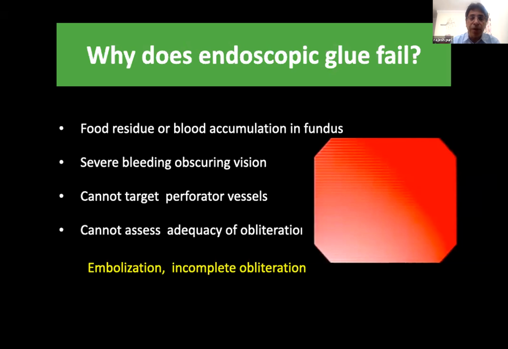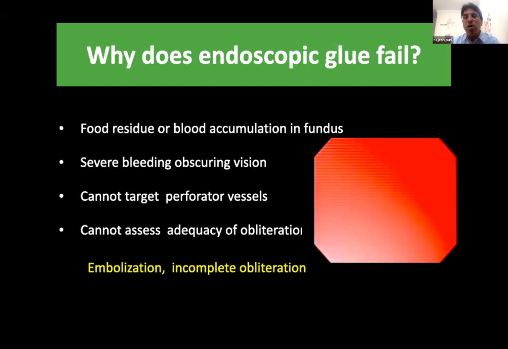Severe bleeding obscures the vision. You cannot target the perforator vessel. It is still a relatively semi-blind procedure. You don't know the adequacy of obliteration, and the risk of embolization and incomplete obliteration is very high. So I think endoscopic glue therapy, as it is cheaper and easily available, is more acceptable, but it is not the definitive way of treatment.